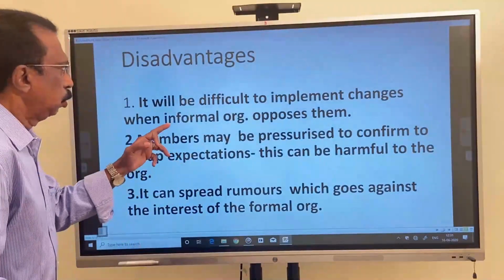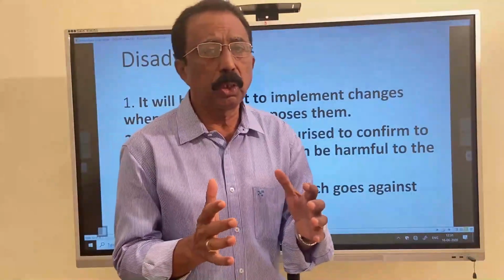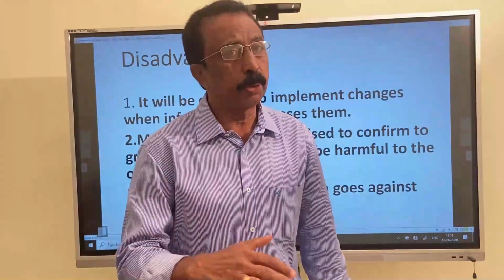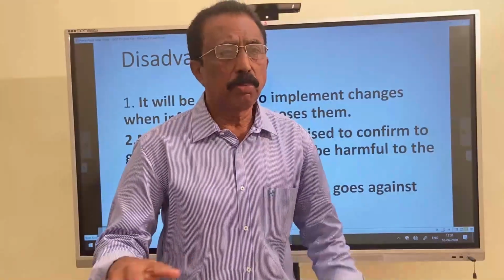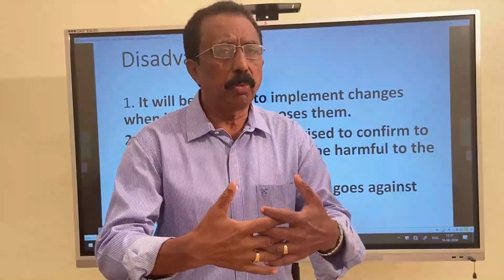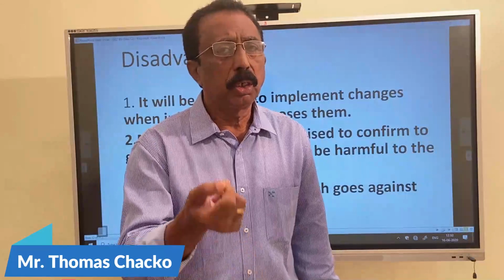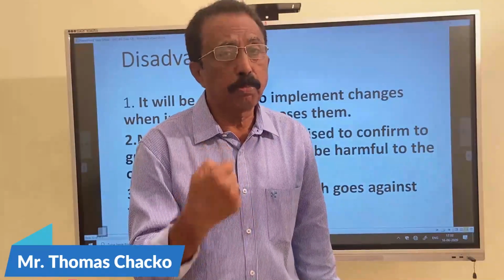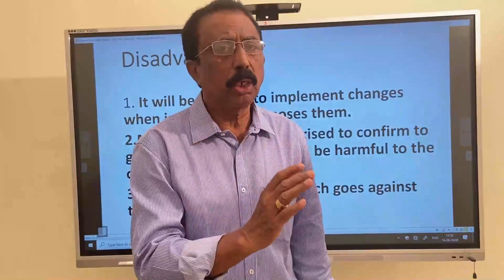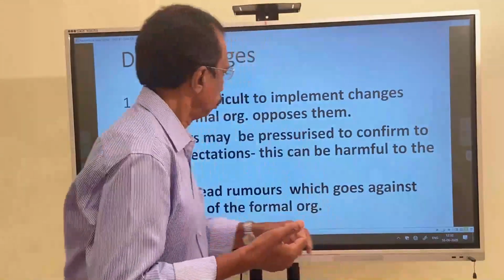Then disadvantages: it will be difficult to implement changes when the informal organization opposes. Sometimes, as we have seen in business organizations, there are unions, approved and not approved organizations. Sometimes this kind of informal organization becomes very powerful, and because of external environment problems, changes will have to be introduced. When changes are introduced, there is a chance that the informal organization members may oppose them, maybe because they find that it is not acceptable to them. But the management may be introducing the changes for the benefit of the organization. So there can be some opposition.